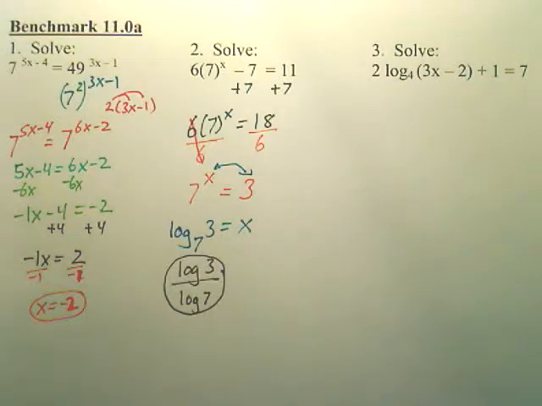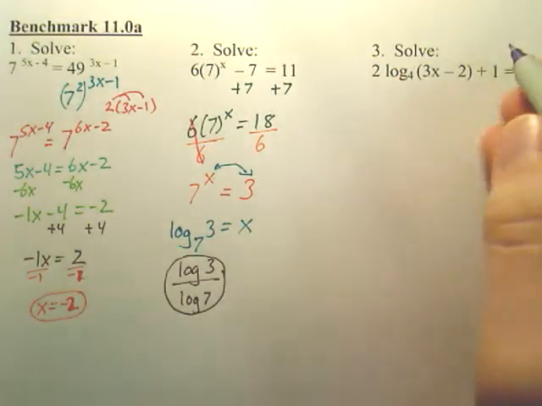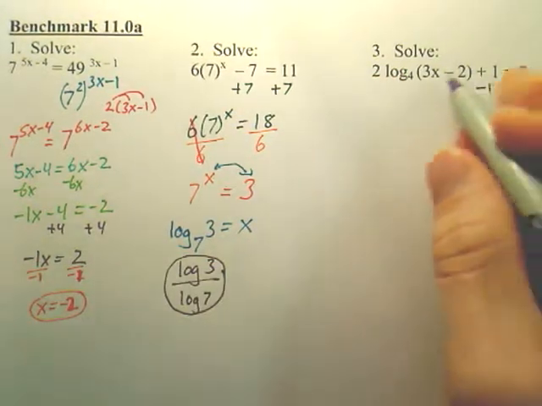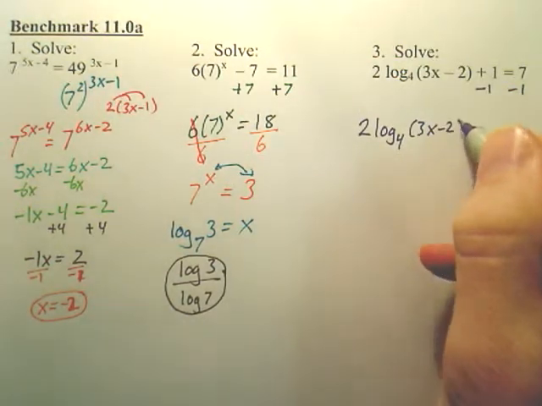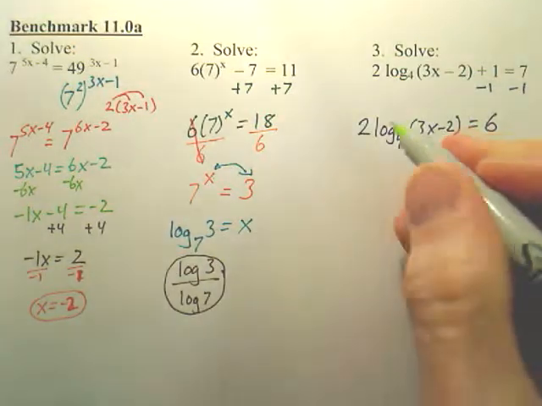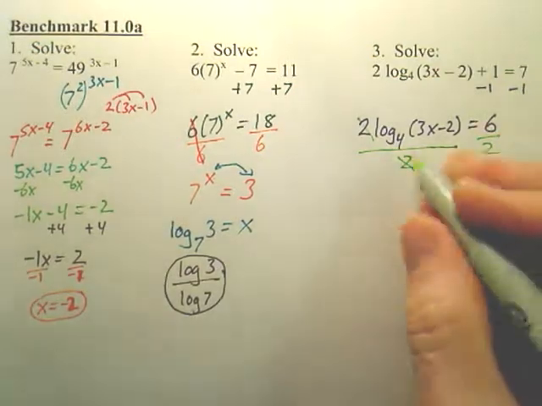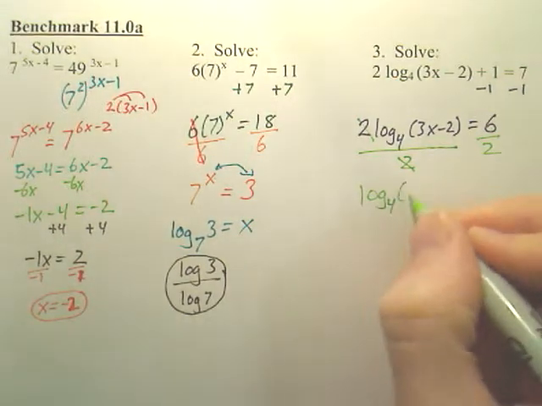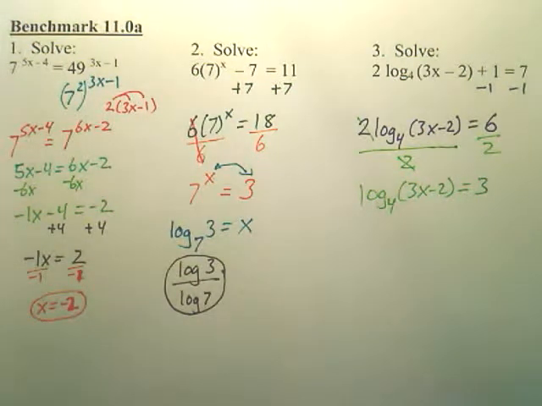Alright, number 3, sorry. For this one, I want to solve and get the log by itself first. So the first step here is minus the 1 over. So I have 2 log base 4 of 3x minus 2 equals, looks like 6. And then I want to get this 2 over here, so you can divide it because it's held on by multiply. So we have log base 4 of 3x minus 2 equals 3. So the log's by itself, so we're good.